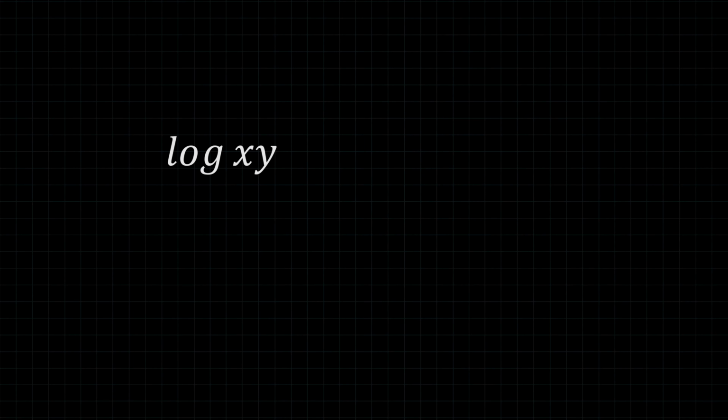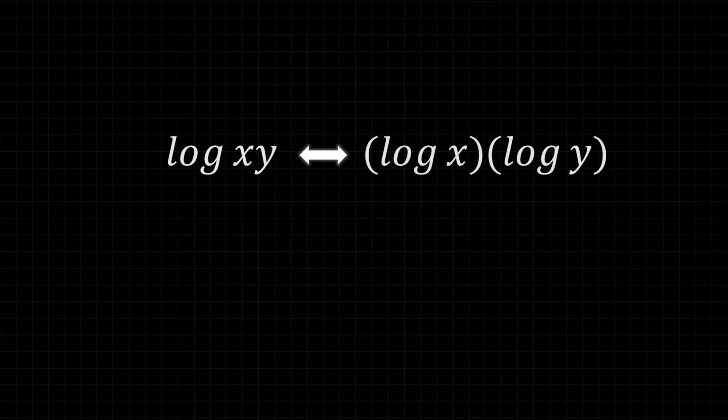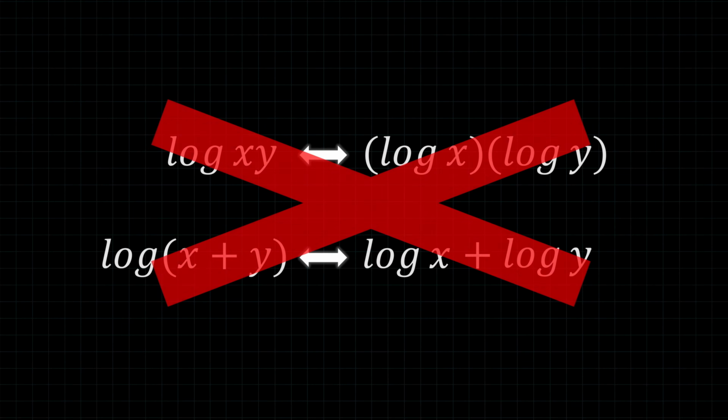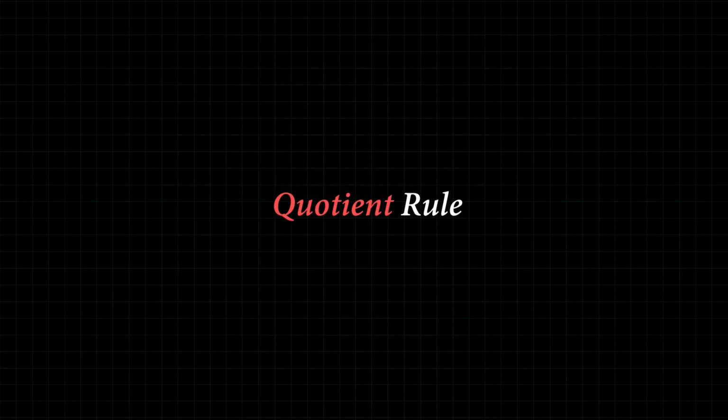Some common mistakes when using the product rule is when you have log of xy, for example, students accidentally expand it into log x times log y when it should have been log x plus log y. Or when we see log x plus log y, they condense it into log of x plus y instead of log xy. Both of these, of course, are incorrect. Now let's take a look at the quotient rule.